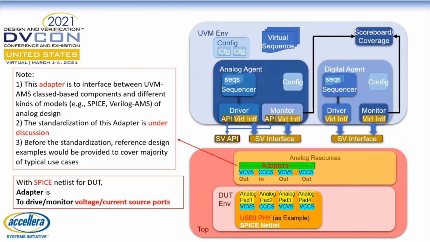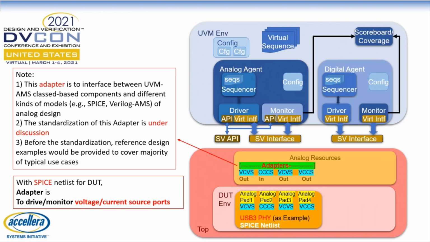This picture shows an example of the test bench based on UVM-AMS framework discussed earlier. Let us assume there is a USB 3 file with 4 analog pads. If the design is provided as SPICE netlist, the signals will be in the form of voltage controlled voltage source or current controlled current source, etc.